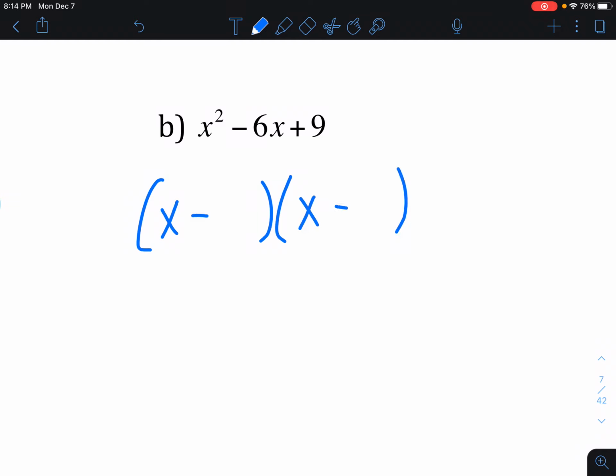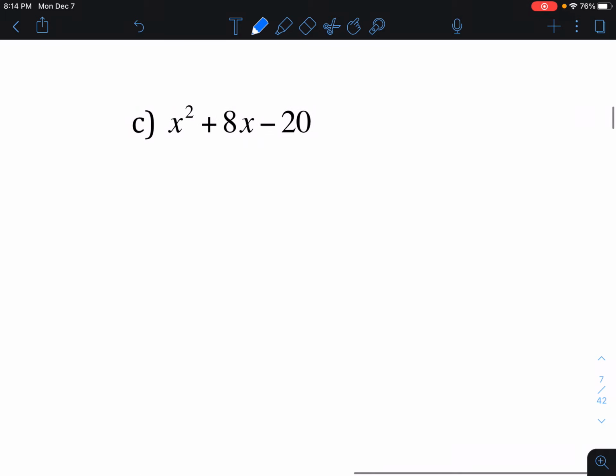Why? According to the notes, we look at the C first. It's a plus. That means the signs are the same. So what are they? They're both minus. What 2 numbers multiply to get 9 and add up to 6? Easy. 3 and 3. And notice, negative 3 times negative 3 is 9. Negative 3 plus negative 3 is negative 6. Last one, take a minute and try this on your own.